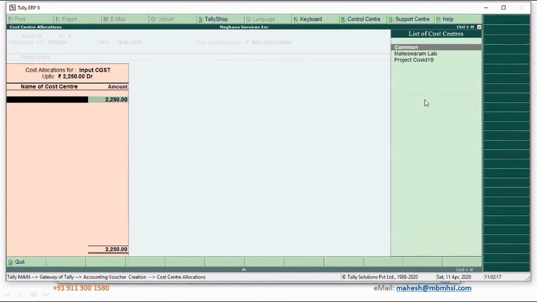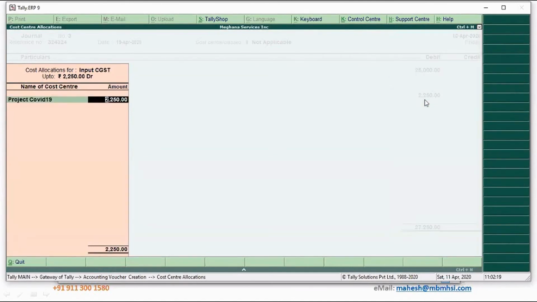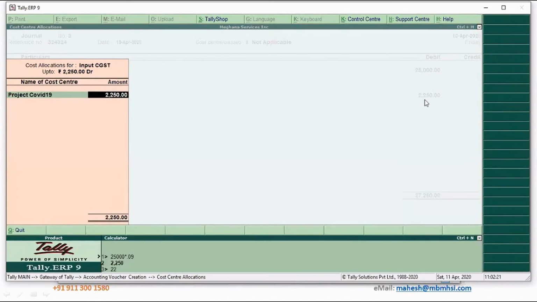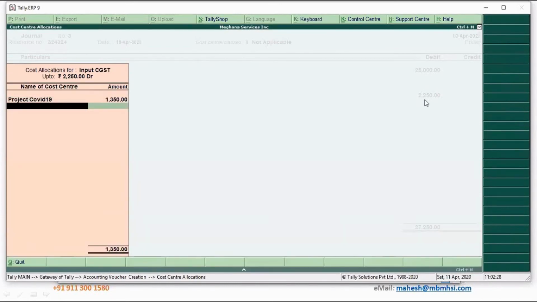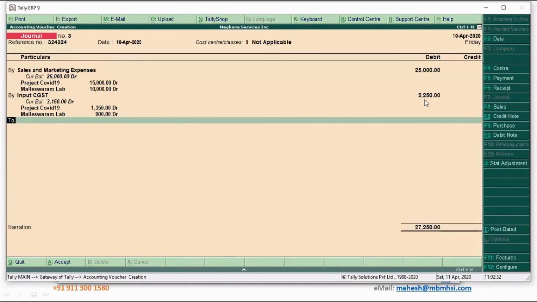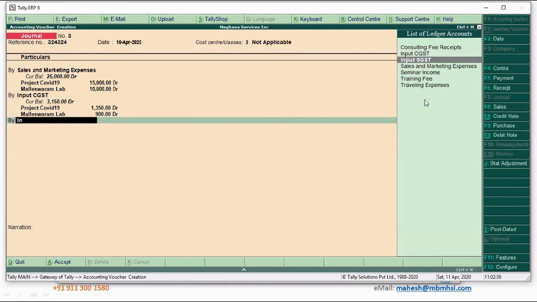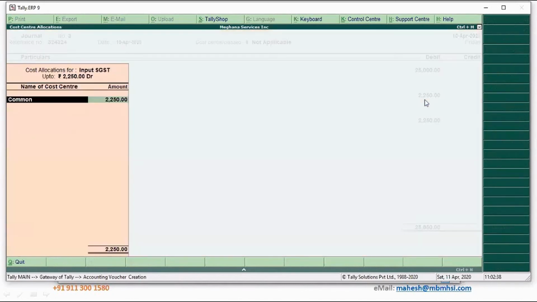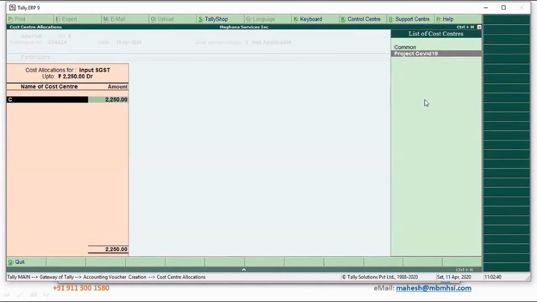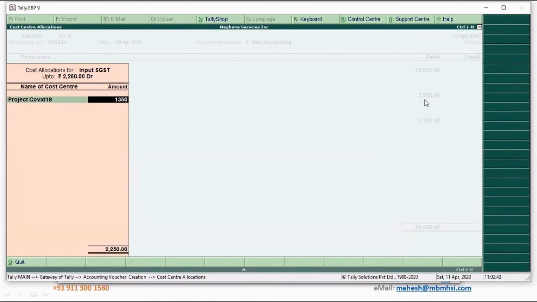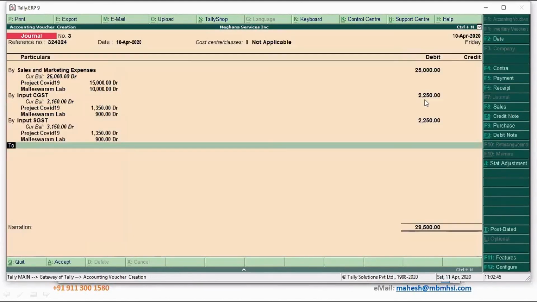Again, I need to give this 2,250 in terms of 3 is to 2. So again, I need to say 2,250 divided by 5 into 3, which is 1,350. And for Malleshwaram, it is 900. Again, I am saying input SGST 2,250: COVID is 1,350 and Malleshwaram is 900.